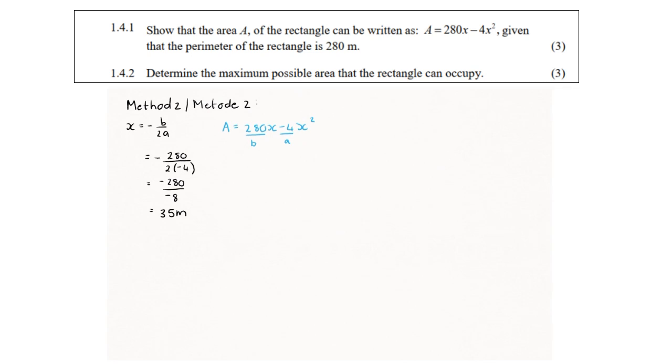And now we just need to determine the y-coordinate, and we do that by putting the value of x into the formula for the area. That then gives us 280 times 35 minus 4 times 35 squared. And this also gives us an answer of 4,900 square meters. Let's look at the mark allocation for this method. You get 1 mark for the correct method, 1 mark for 35 meters, and then 1 mark for the final answer, 4,900 square meters.